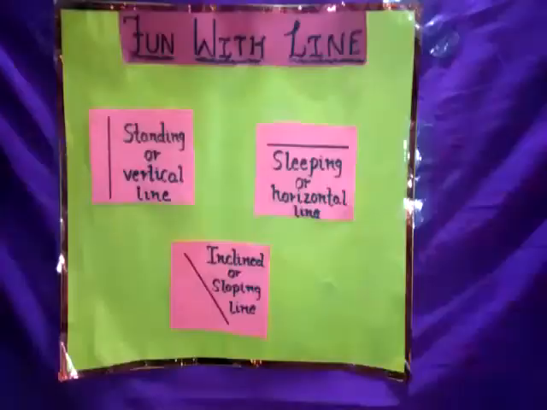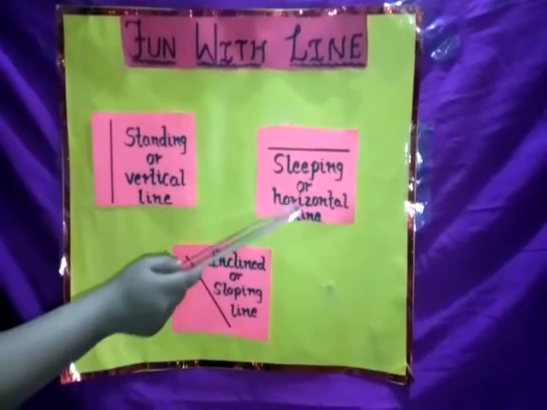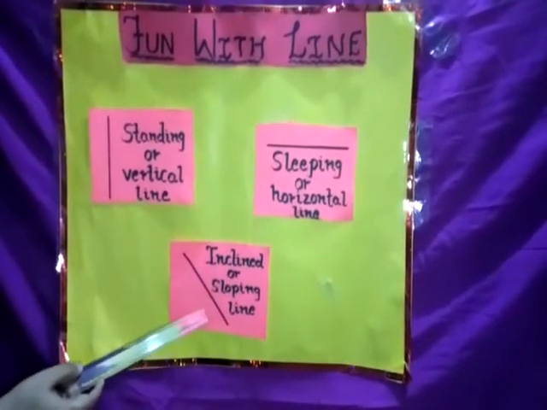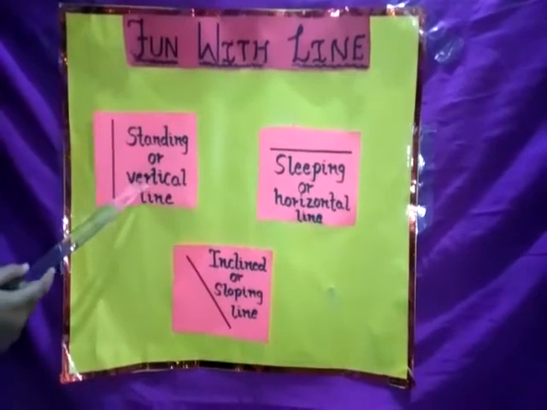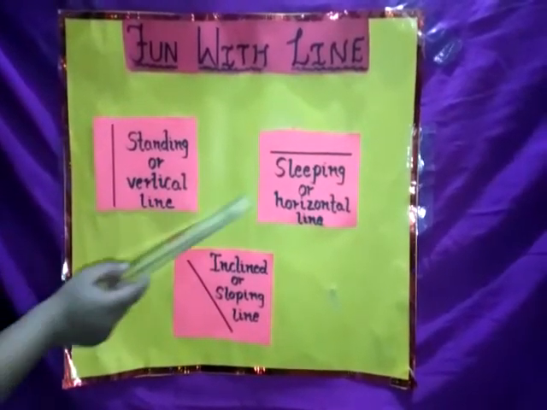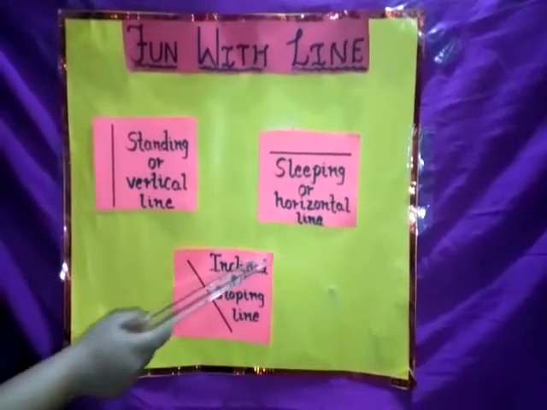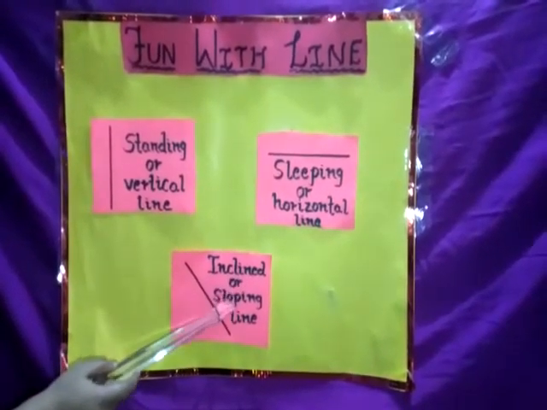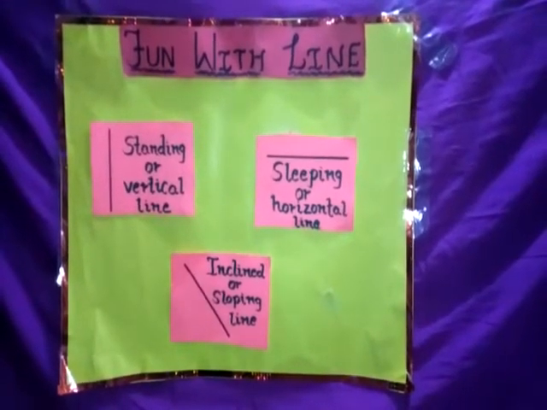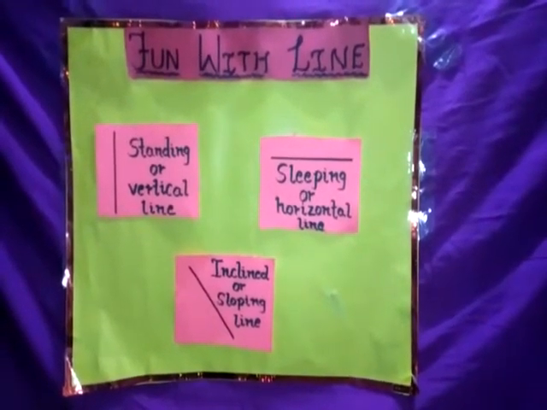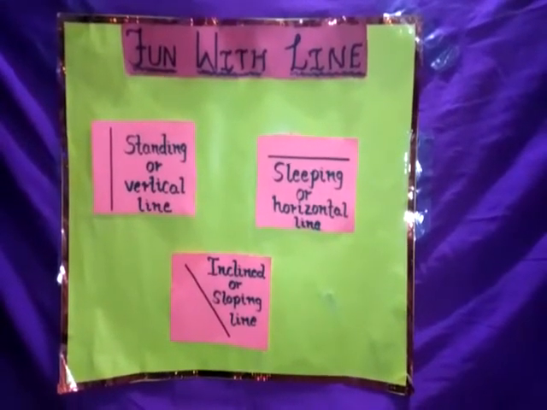Okay, now see students, this is standing line, this is sleeping line, and this is inclined line. Standing line is also called a vertical line. Sleeping line is also called horizontal line. Inclined line is also called sloping line. So we use this line to create various shapes such as square, rectangle and triangle.